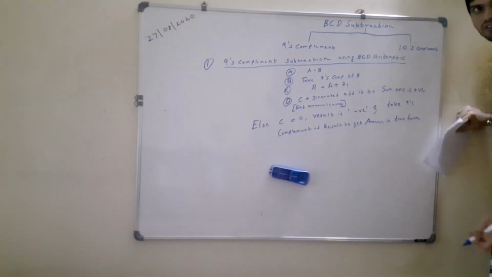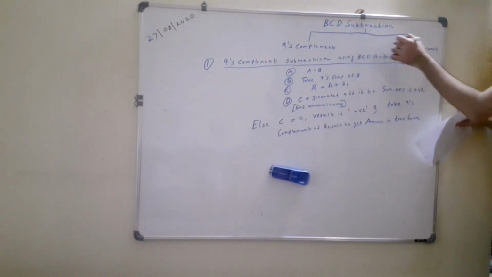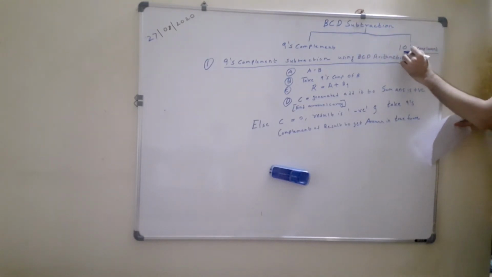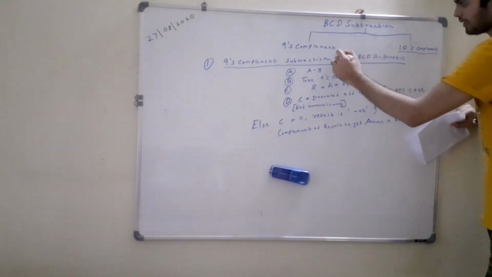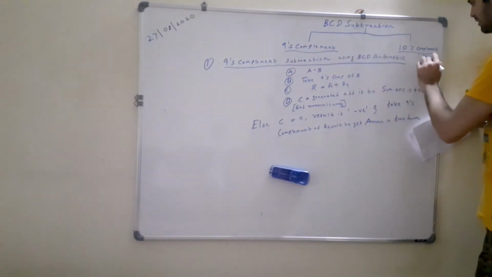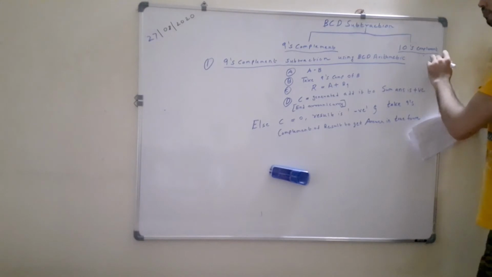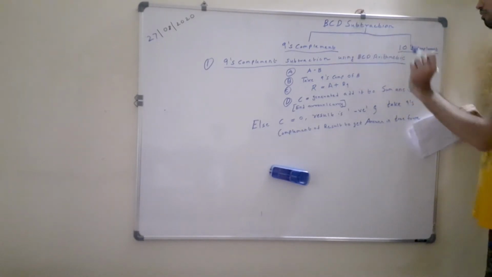Now we studied how to add two numbers using BCD arithmetic. Now we will study BCD subtraction. In BCD subtraction, there are two different ways in which you can subtract two given BCD numbers. These two ways are BCD subtraction using 9's complement and BCD subtraction using 10's complement.